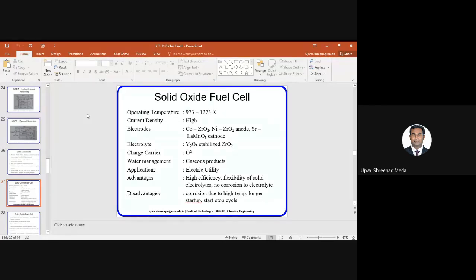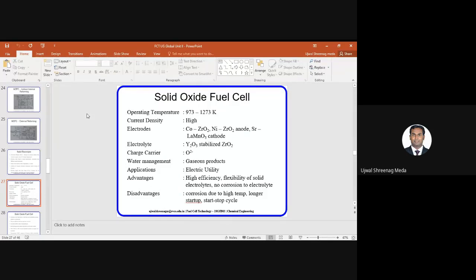Because of this high temperature, it is classified under very high temperature fuel cell. The molten carbonate fuel cell is a high temperature fuel cell. So this is a very high temperature fuel cell because the temperature goes as high as 1000 degrees centigrade. Coming to the current density, it is high.